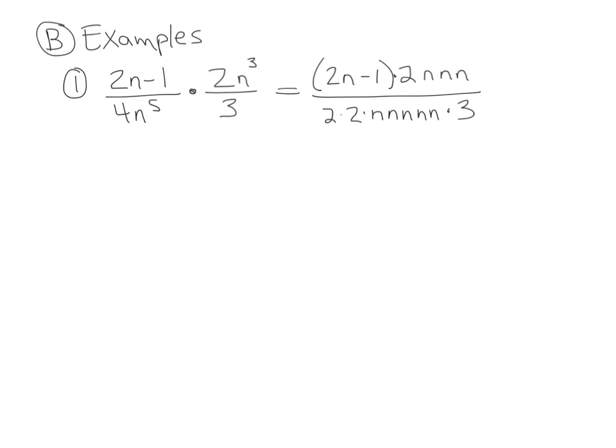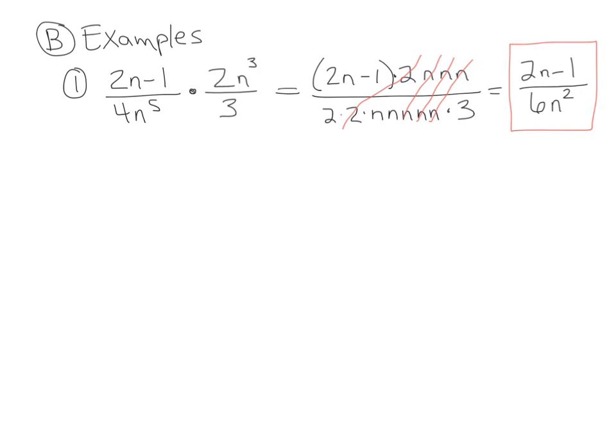Now, we can cancel this n with this n, 1, 2, 3. We can cancel this 2 with this 2. And what you're left with in the numerator, the only thing you're left with in the numerator is 2n minus 1. And underneath, you have a 2, a 3. 2 times 3 is 6. And then n times n squared. All right? So the 2 times the 3 was 6. And n times n is n squared. And that's your final simplified answer.